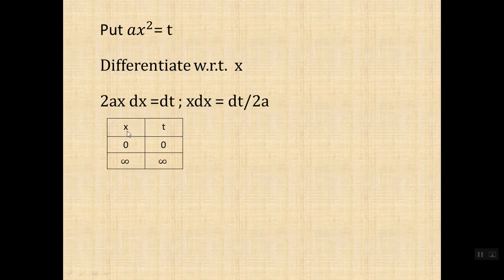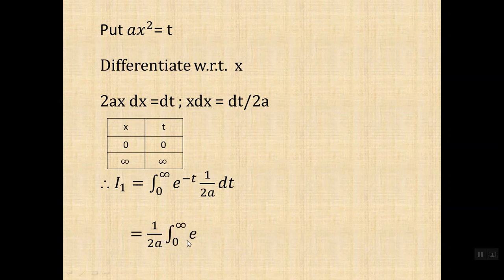As we have a new variable t in our integral, we should check the limits also. Our x varies from 0 to infinity. If I put x equal to 0 here, you will get t equal to 0. Again, if I put x equal to infinity here, t is equal to infinity. So the limits remain the same. So integral I1 will be equal to the integral from 0 to infinity e raised to minus t into 1 by 2a dt. 1 by 2a is a constant and can be taken outside.